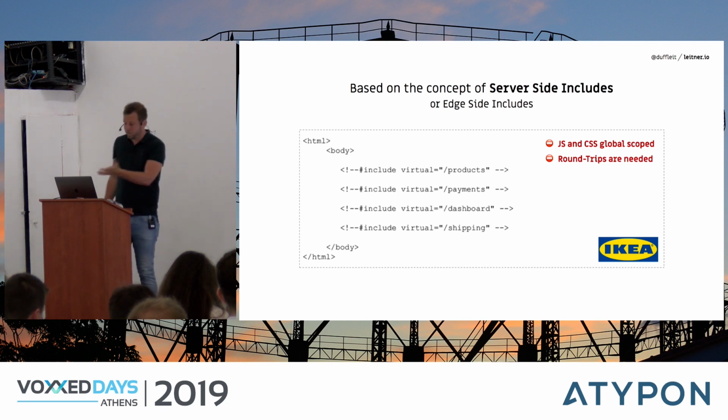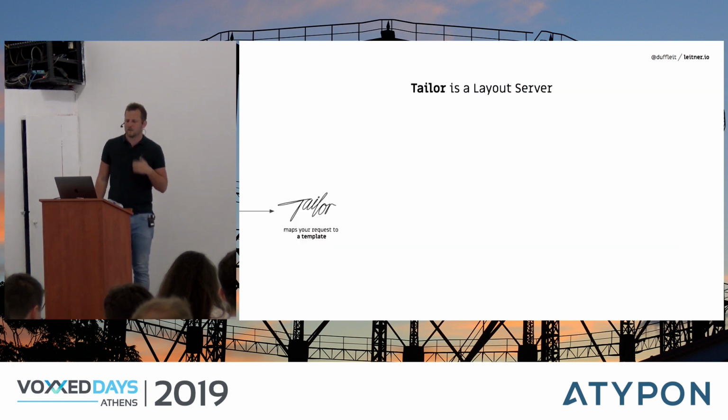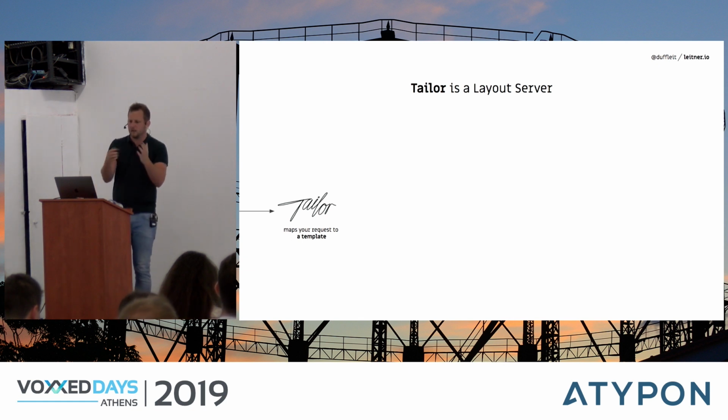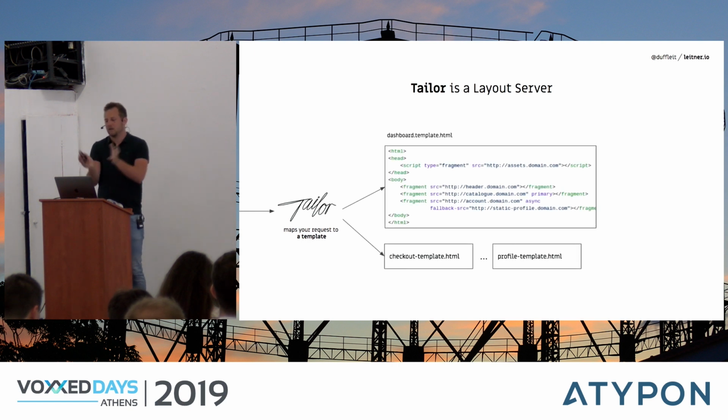And then Zalando actually used those technologies and made them a little bit more sophisticated. So they came up with Tailor, which is a layout server. They tend to call it a layout server. You can think of it as an edge service. So if you have a request to your application, Tailor will go and say, okay, this route, interesting, I will match it to a template. So they have this definition of templates, and you can define templates. And these templates usually consist of fragments.